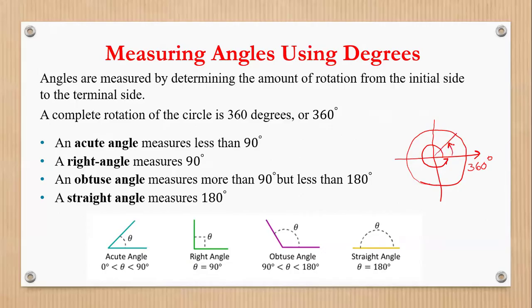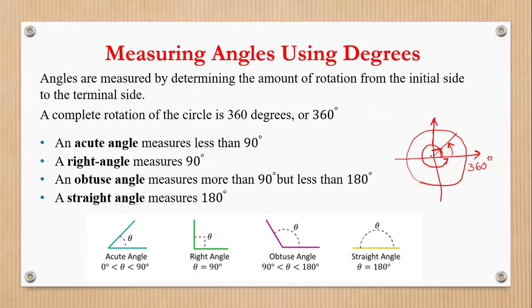So you will have an angle which is less than 90-degree angle, and all the angles that are less than 90-degree angle are called acute angles. If the terminal side is exactly along the y-axis, you will have a 90-degree angle, which is called a right angle.